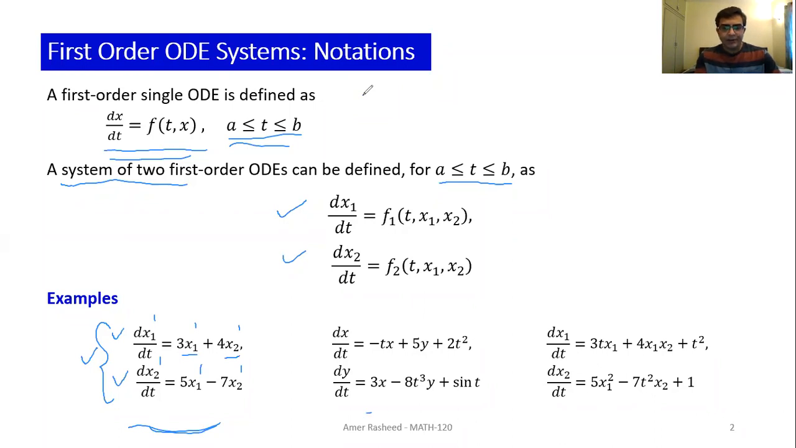Now another example is this one. It also has two first order differential equations, dx by dt and dy by dt, and both right hand sides are functions of t, x, y: x here, y here, and sine t. This system is also a linear first order differential system.